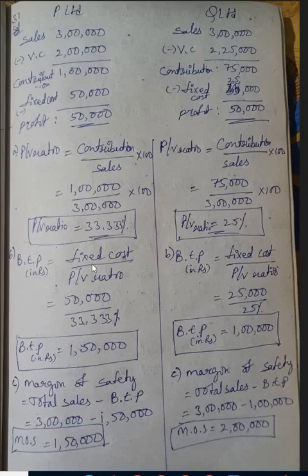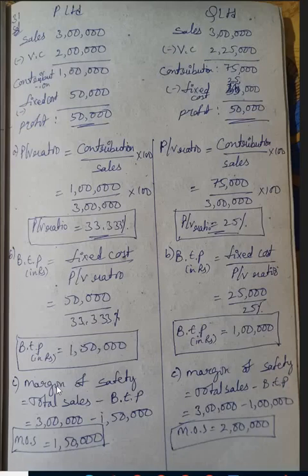Next, we have to find BEP in rupees. Fixed cost is 50,000 divided by P/V ratio 33.33%. You get BEP in rupees for P Limited as 1,50,000. For Q Limited, fixed cost divided by P/V ratio gives BEP in rupees. Fixed cost is 25,000 and P/V ratio is 25%. You get BEP of rupees 1 lakh for Q Limited, and for P Limited 1,50,000.